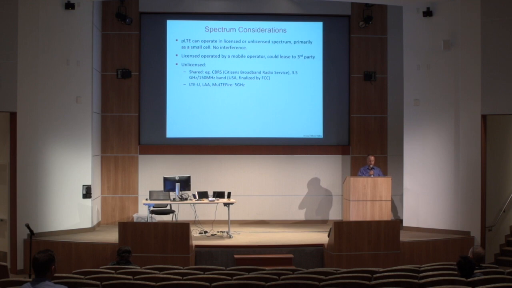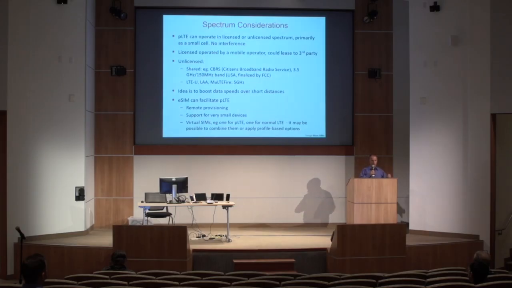And it's been finalized now by the FCC. And you also have other unlicensed spectrums like MulteFire, which is at 5 gigahertz. So there are options if you don't want to operate in the licensed space. And the idea behind private LTE is that you want to boost data speeds over a very short distance.